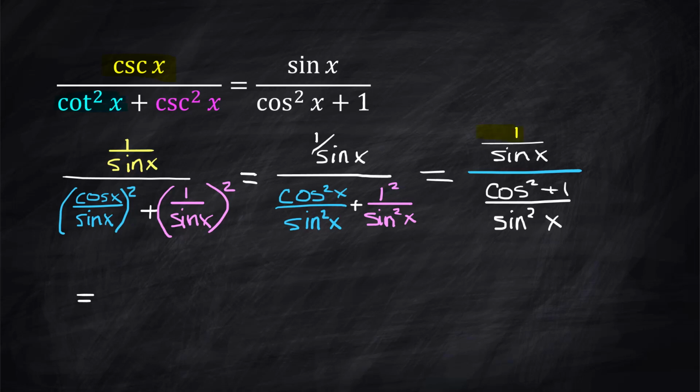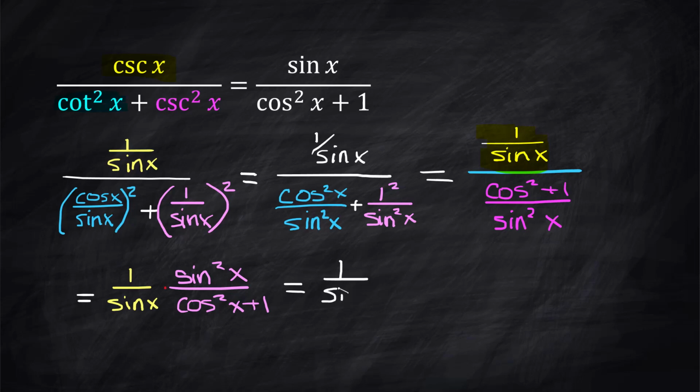So we're going to turn this into a multiplication problem. 1 over sine x is multiplied times the denominator fraction flipped over, so it's going to be sine squared x over cosine squared x plus 1. Now we get to do a little simplifying. We have 1 over sine x times sine squared x. I'm going to write it out. You probably wouldn't need to, but I'm going to just to be really clear on the video. Sine squared x is sine x times sine x. All of that is still over cosine squared x plus 1.